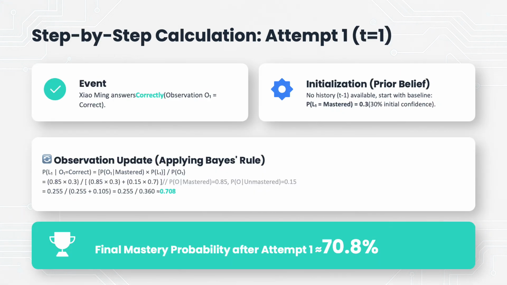Let's start with the first attempt. Xiaoming gets the question right. Since this is the first attempt, we don't have any prior history, so we fall back to a simple initial probability, just like BKT. We assume a 30% chance he knew it from the start. Using Bayes' rule, we update this belief based on the correct answer. The calculation gives us approximately 0.708. So, after the first correct answer, we're about 70.8% confident that Xiaoming has mastered the skill.